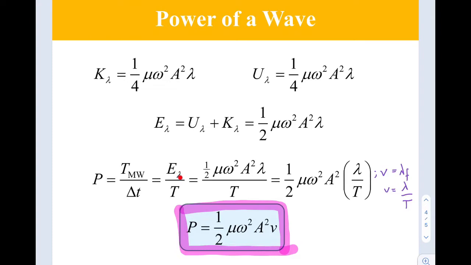Time taken within 1 lambda is a period. Then you substitute this into this, and the capital T here. Simplify, then you will get lambda over T here. This can be simplified by using V equivalent to lambda over T, so this can also be written as V. Therefore, finally, your power equation of a wave is equivalent to half mu omega squared a squared V.